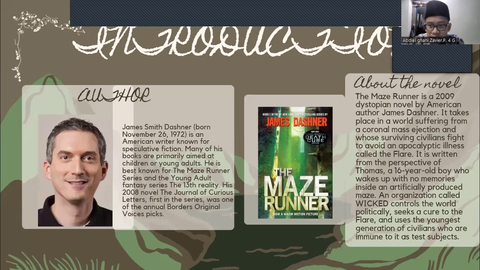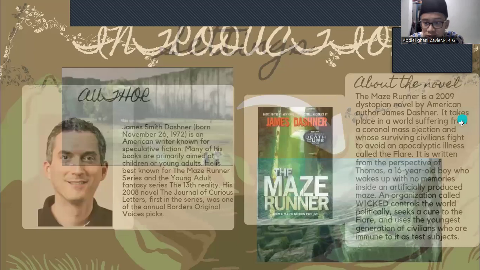About the novel. The Maze Runner is a 2009 dystopian novel by American author James Dashner. It takes place in a world suffering from a coronal mass ejection and whose surviving civilization fights to avoid an apocalyptic illness called the Flare. It is written from the perspective of Thomas, a 16-year-old who wakes up with no memories inside an artificially produced maze. An organization called Wicked controls the world politically, seeks a cure to the Flare, and uses the youngest generation of civilization, who are immune to it, as test subjects.